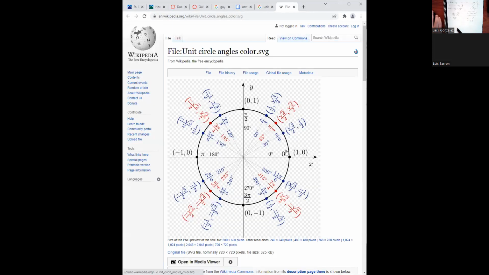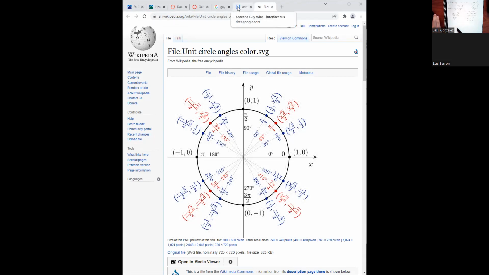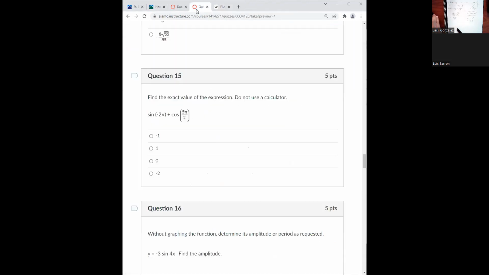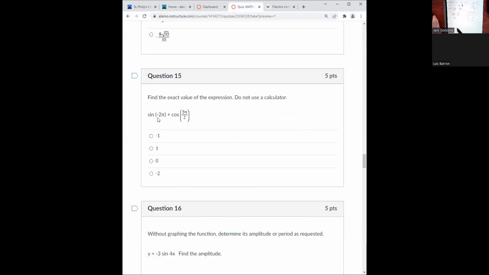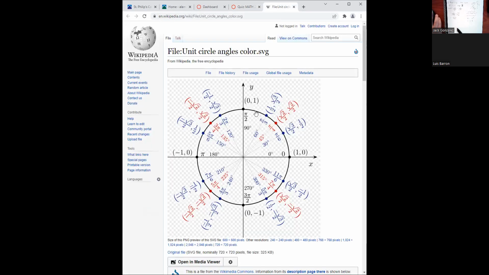Okay, so the question is sine of -2 pi. Here's 0. -2 pi means I went this direction. So what is the y value if I land at -2 pi? So sine of -2 pi is going to be 0. Do you see that? That's the y value.